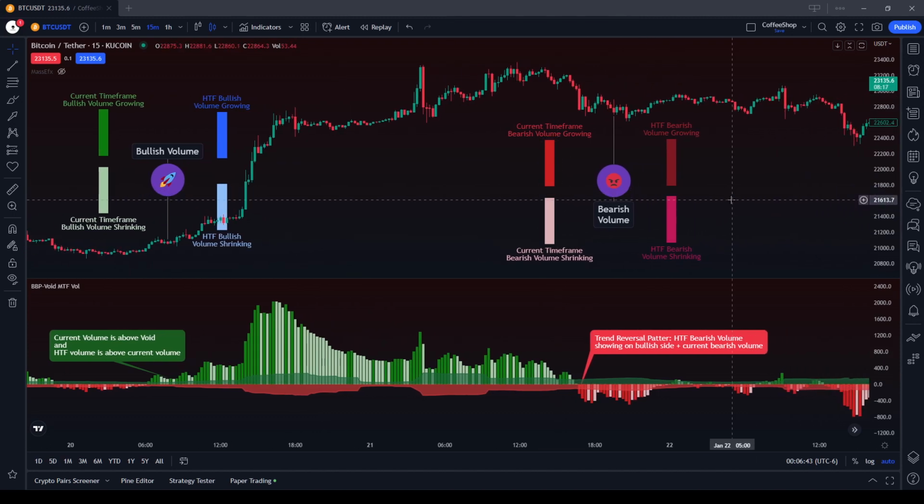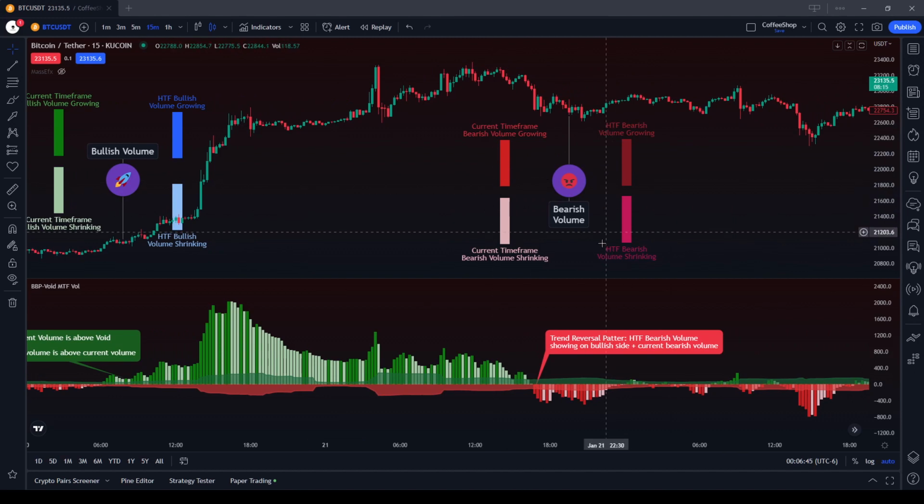The opposite is true for bearish volume. This is strictly bearish volume, right? And bearish volume on the current time frame, when you are gaining bearish volume, which means it's really pushing down, you're red. When you are losing bearish volume on the current time frame, it's pink. And then for high time frame, you have these colors. You're gaining it on a high time frame, you're losing it on a high time frame.